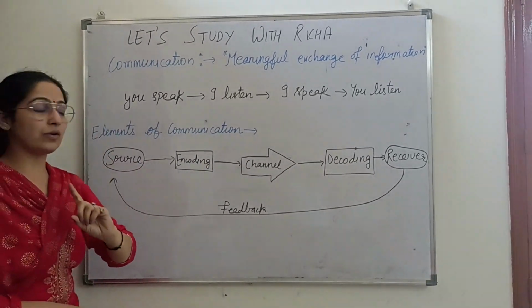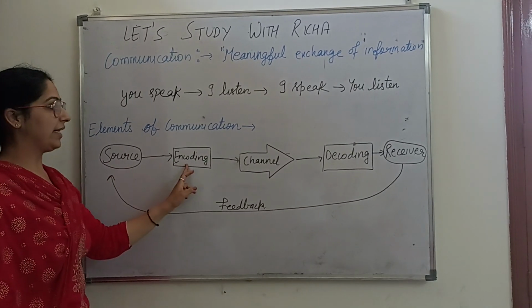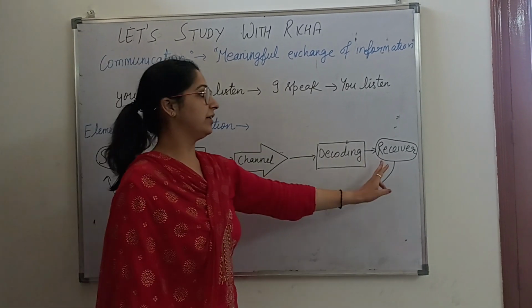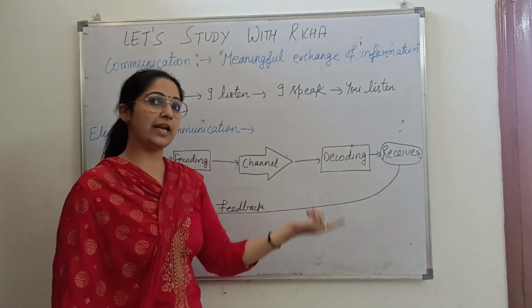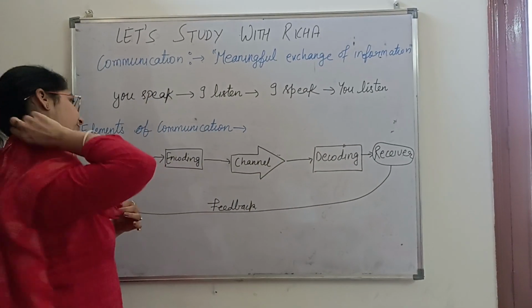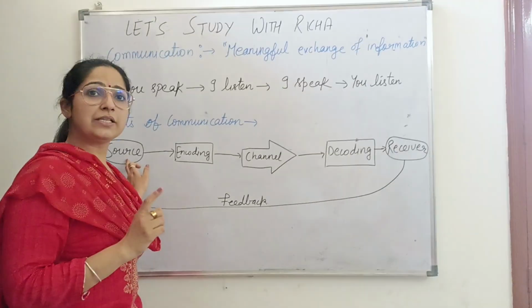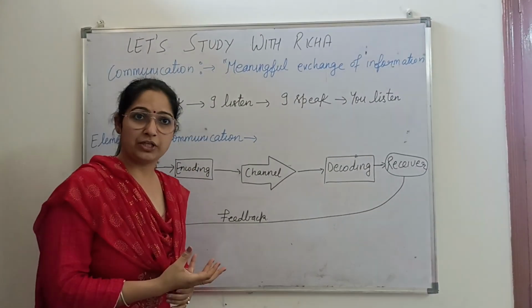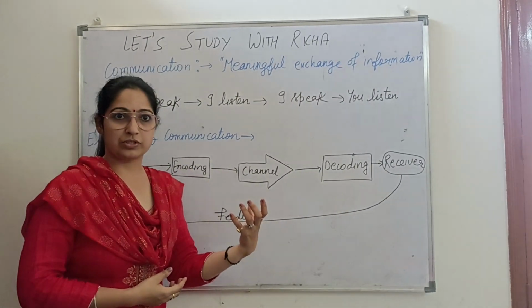So the main elements of communication are source, encoding, channel, decoding, receiver and feedback. Now let's understand these particular topics. Source. Source means any person who is giving the information, who started the communication process, right?